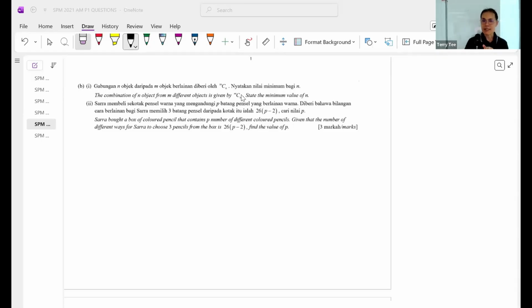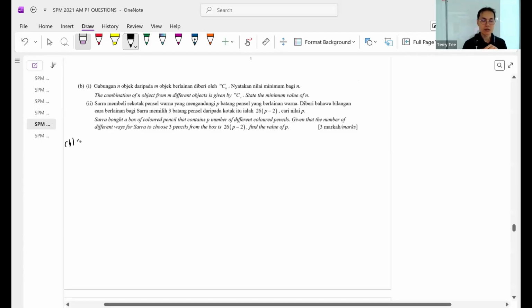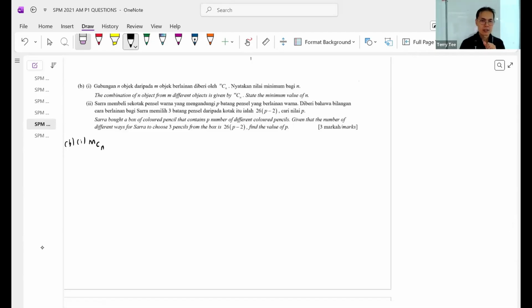Okay, part B is a combination. The combination of n objects from m different objects is given by mCn. State the minimum value of n. What is the smallest value you can get? 0. If I ask you what is the maximum value of n, the maximum value of n is m. You cannot choose more than the options you have. But the minimum value is just 0. You can choose none. Choosing none is a way, right? So that's one mark.